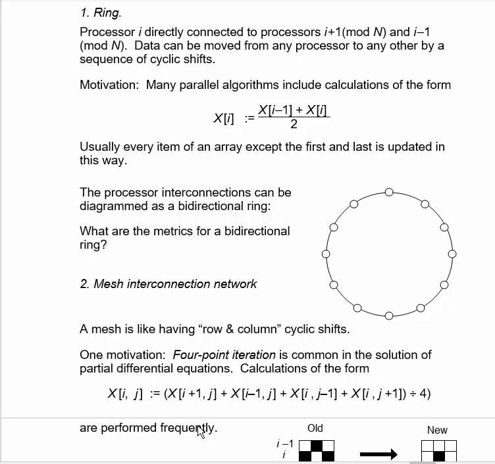The motivation for that is that a lot of parallel algorithms average two adjacent elements to determine the new value of one element. Usually every item except the first and the last is updated in that way. The first and the last one may be masked off so that they don't get updated at all, for example, if there are boundary conditions. And this is similar to the 4-point iteration we saw earlier in this course, except it's only in one dimension, not in two dimensions. The processor interconnections can be diagrammed as a bidirectional ring. Now let's take a look and determine what are the metrics for a bidirectional ring.